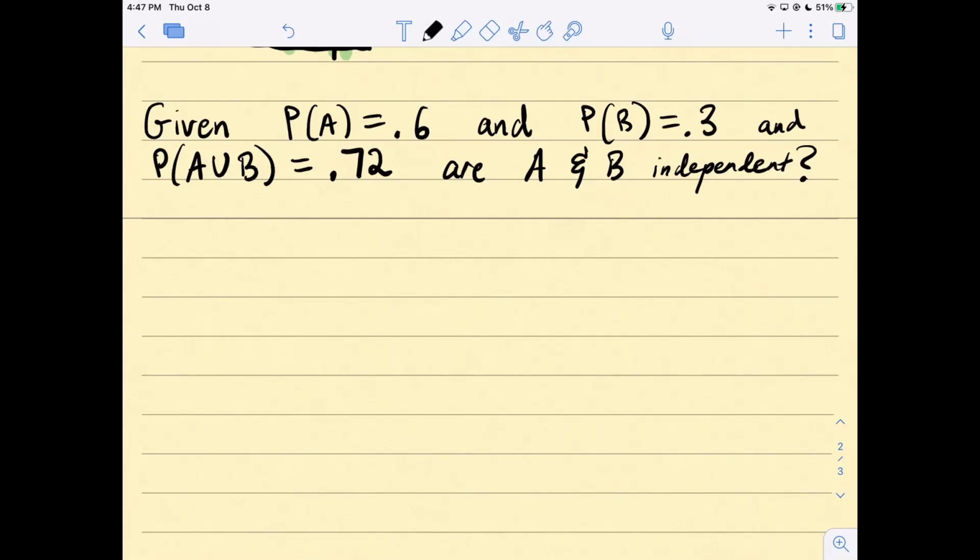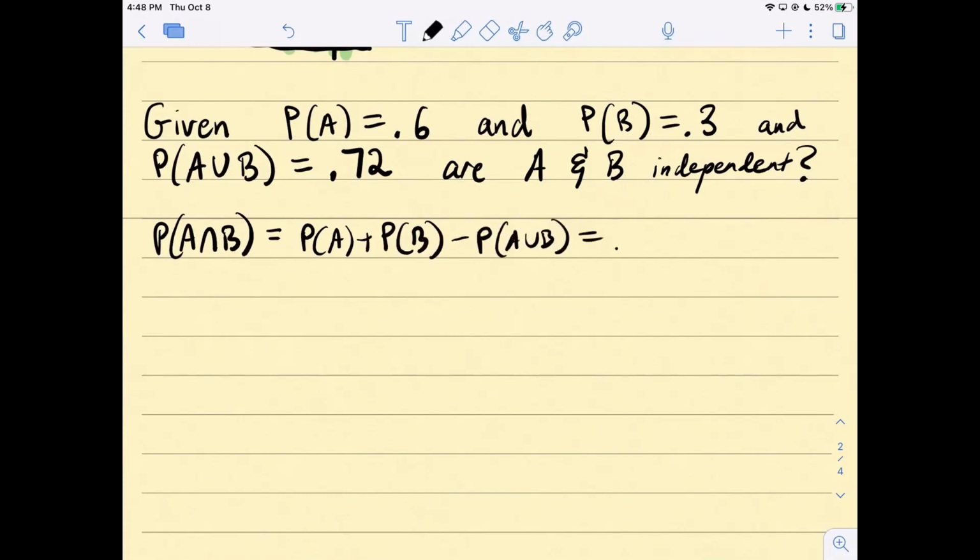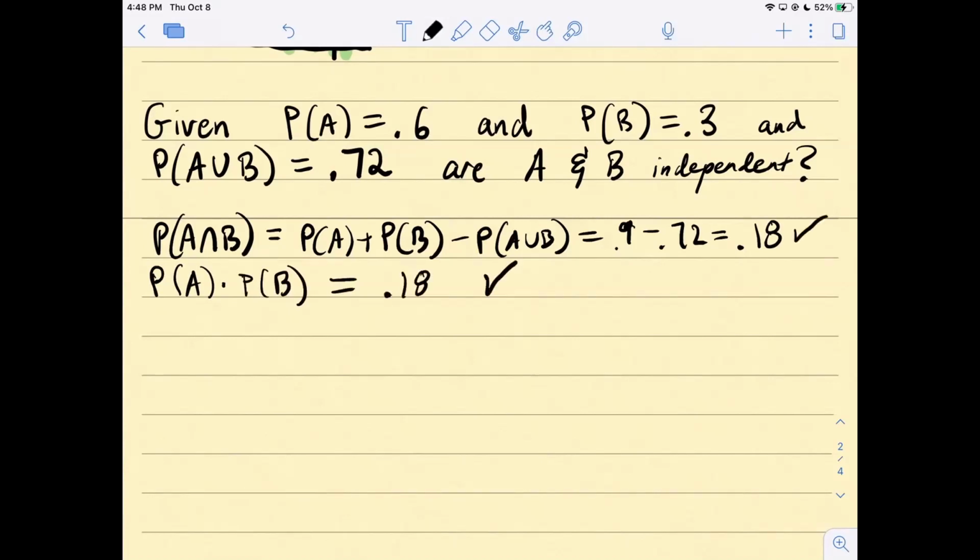Oh, intersection. Okay, so to find that, I added 0.6 and 0.3, the probability of A and B, and then subtracted the probability of A union B, right? That's perfect. Which is 0.72. And then I got 0.18. And then to see if they're independent, you just multiply the probability of A and probability of B, and you would get 0.18. So they are independent. Perfect. Awesome. That's it. So A and B are independent.